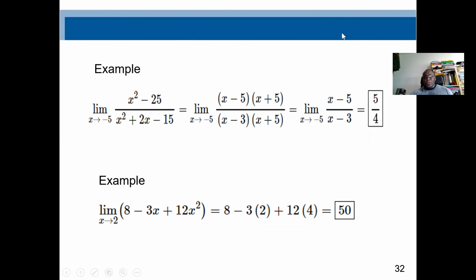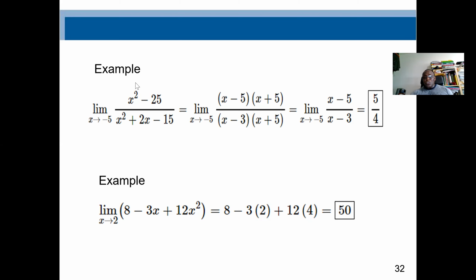Okay, so this is a difference of 2 squares. What we get is (s squared minus 25) over (s squared plus 2s minus 15). If we substitute negative 5, we will get 0 over 0, because negative 5 squared is 25, and 25 minus 25 is 0. Negative 5 squared is 25 again, 2 times negative 5 is negative 10, so that will give me positive 15, and 15 minus 15 is 0.